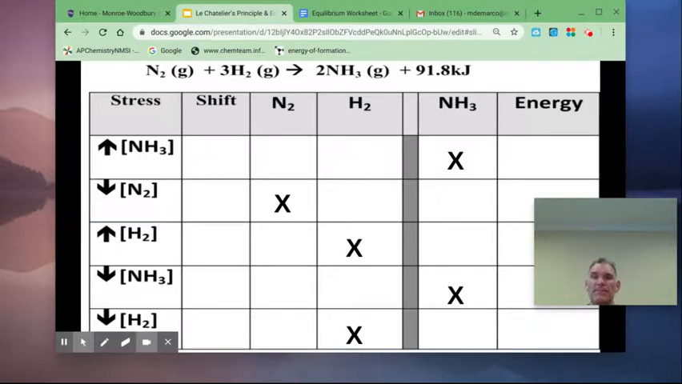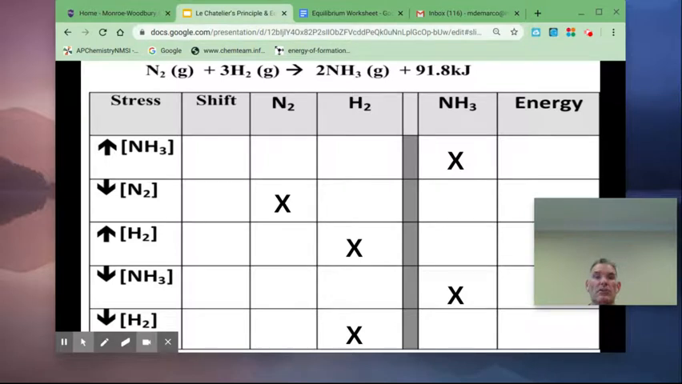But instead of typing in all the questions as they show up, I can put them in this chart-like manner to assess what's taking place. Notice first, on top of my chart, I have N2 plus 3H2 gives me 2NH3 plus 91.8 kilojoules. They're all gases. I'm making a bond. And this time I'm using a specific amount of energy being released, which is 91.8 kilojoules.